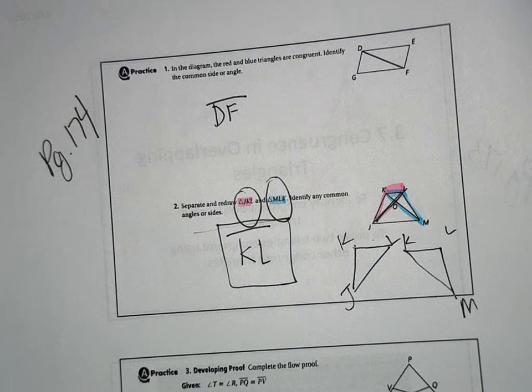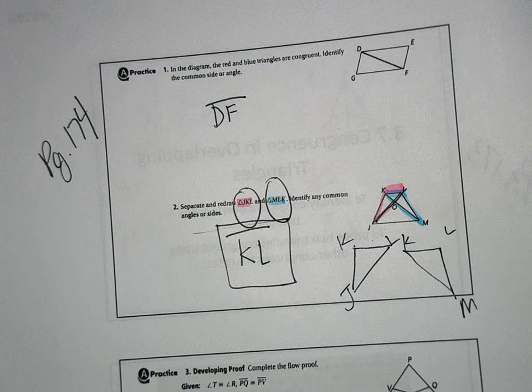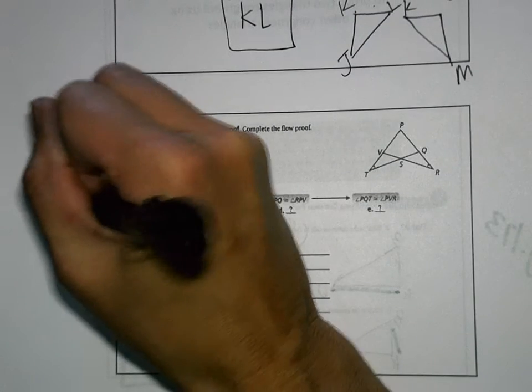Yes? Couldn't you say that angle KOJ and angle LOM? Or is that just not an angle? No, it's not an angle because it's not part of that triangle. So when you are separating them, we're looking at the triangles separately, okay? And are there congruent angles? Yes, we could probably prove some of that, but there aren't any shared angles or common angles. Does that make sense? Okay, we're gonna move on now down to 3, developing a proof, and this is on page 175.